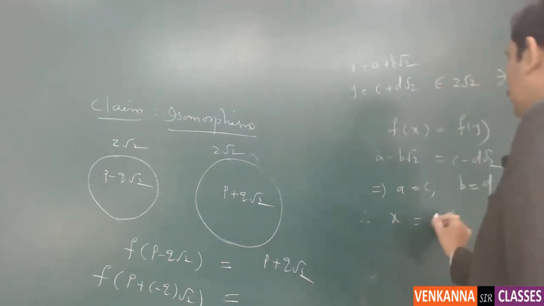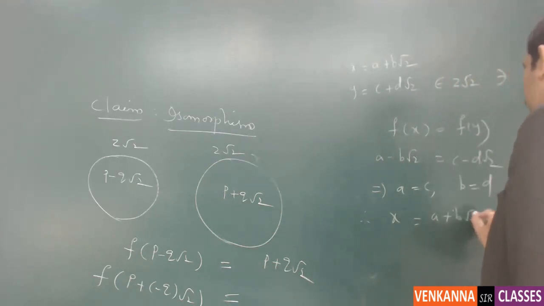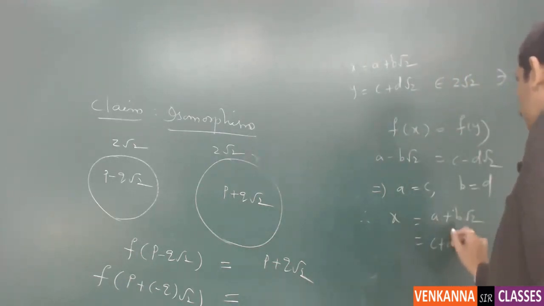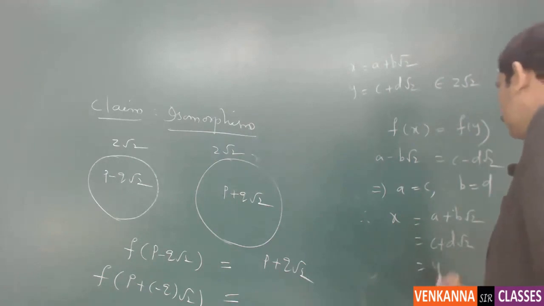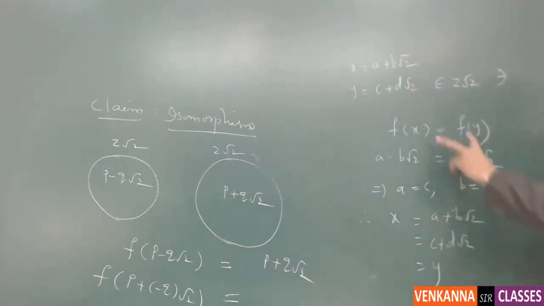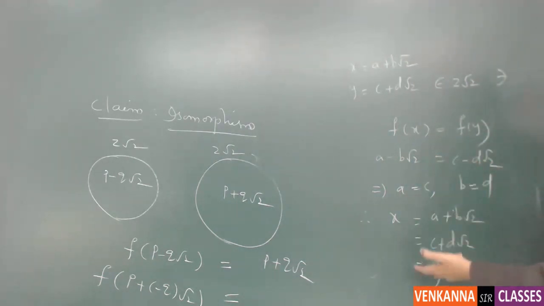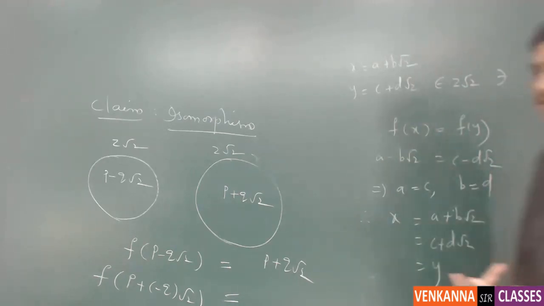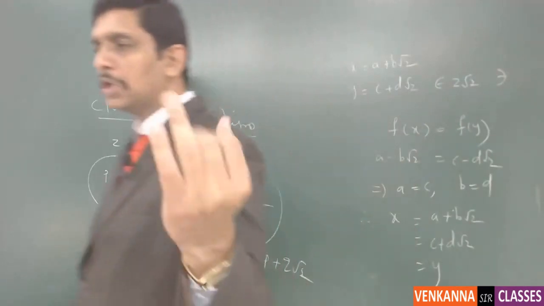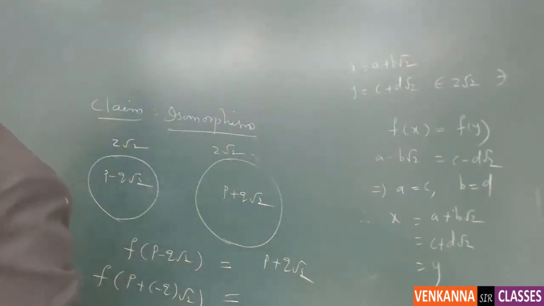Therefore, x is equal to a plus b root 2. This is equal to c plus d root 2 equal to y. So whenever images are equal, corresponding elements are also equal. Therefore, it is a 1-1 function. So f is 1-1, onto and a homomorphism. Hence, it is an isomorphism. That is the solution of the problem. Please check that.